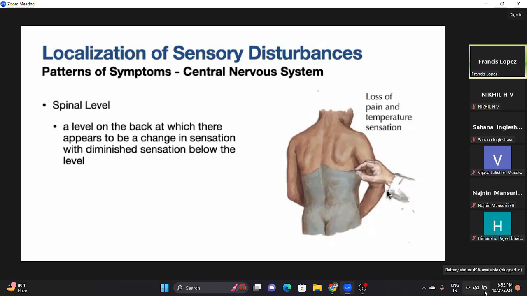So here is an example of a spinal sensory level. The doctor is testing the pinprick modality, the pain and temperature sense, on the patient, and notes that there is a change of sensation in this dermatomal distribution and below. There is preserved sensation above this level, and decreased sensation at that level and below.